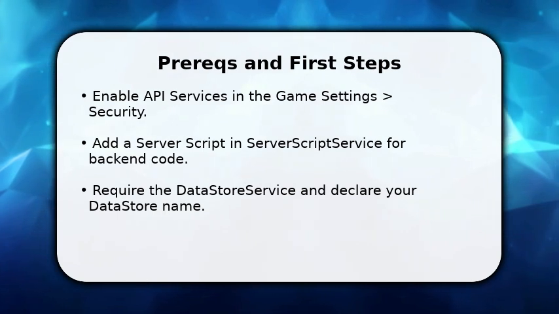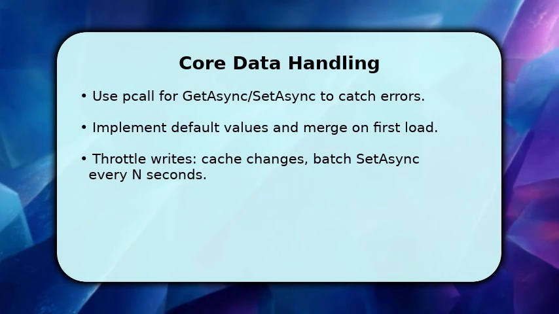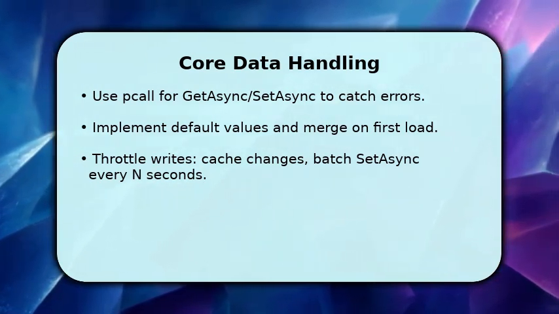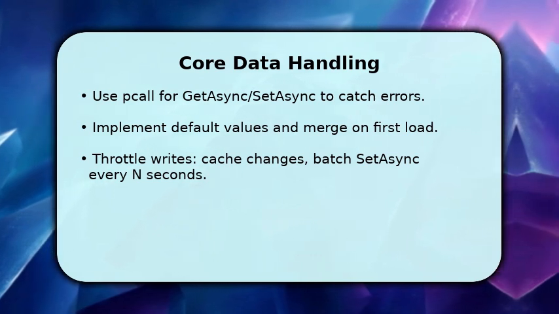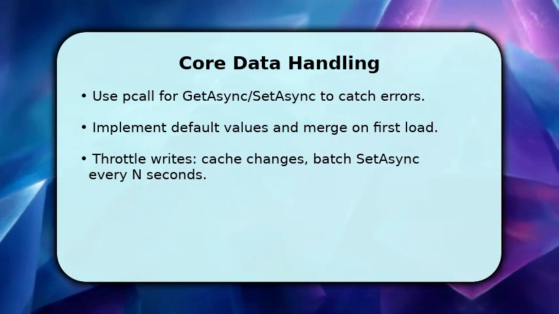Now you implement the middle mechanics, robust get and set operations. Use pcall around getAsync and setAsync so your script doesn't crash on Datastore rate limits or outages. When loading, check for nil and apply default values to avoid missing fields. Merge existing data rather than overwrite when possible.